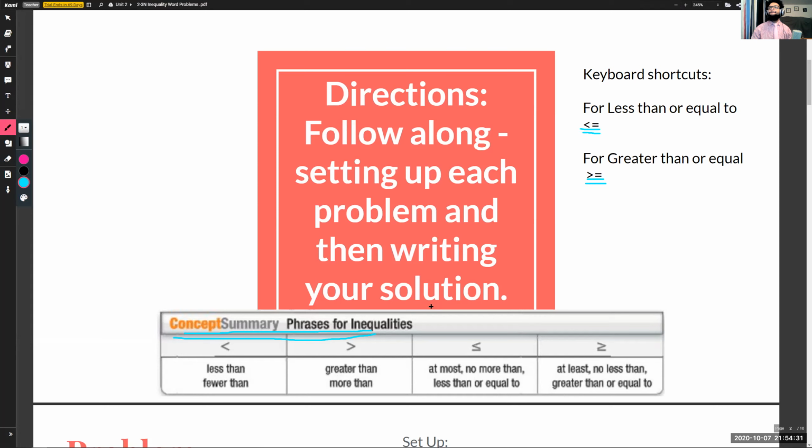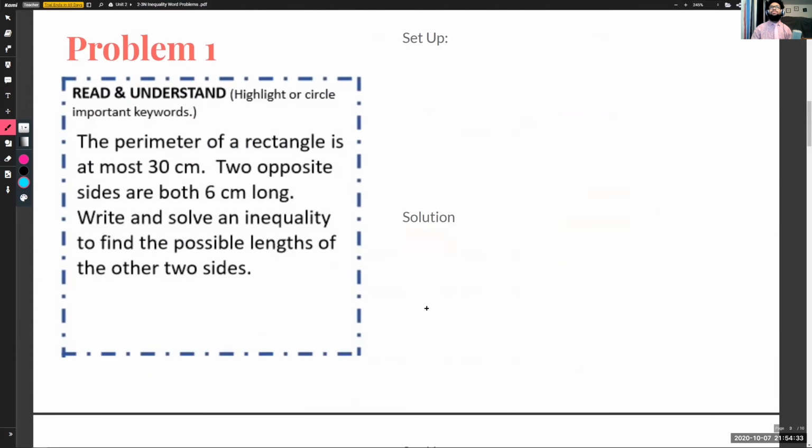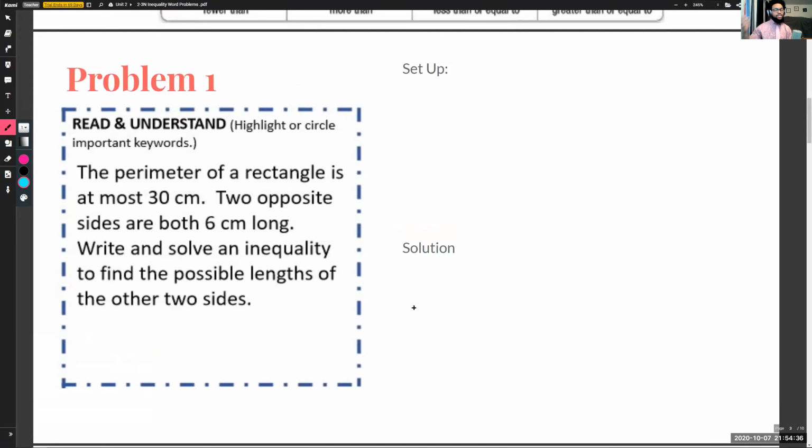All right, let's look at problem 1. With each of these, your steps are going to be first to read the problem. Second, figure out what the problem is asking and write out that part, and after that, finish the setup. So let's read the problem. The perimeter of a rectangle is at most 30 centimeters. Two opposite sides are both 6 centimeters long. Write and solve an inequality to find the possible lengths of the other two sides.